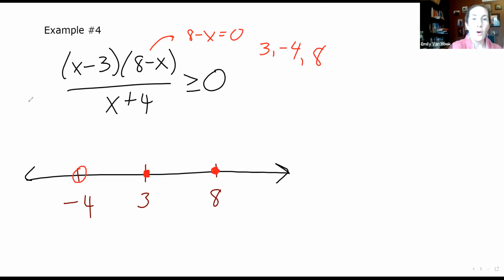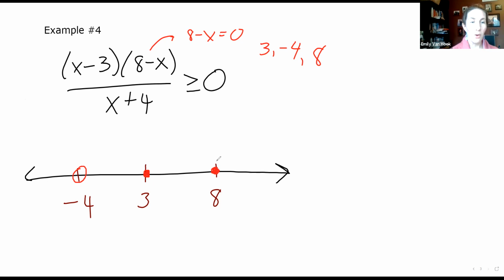Notice how this equation was already factored. We set each factor equal to 0, numerator as well as denominator. The denominator cannot equal 0, so we leave that one open. We would need parentheses in our final answer. Anything in the numerator, though, can equal 0 because we have this equal sign. So we use a closed circle and we'll use a square bracket. Notice how because there's 3 boundary points, there's actually 4 intervals to check for this problem.